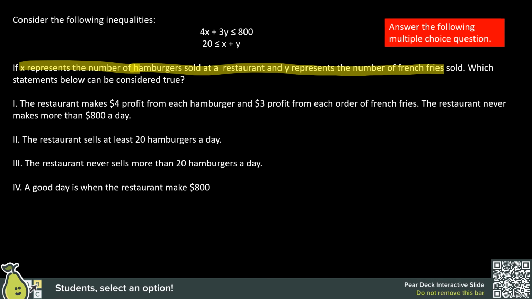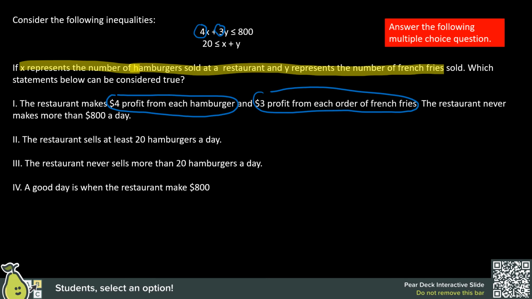Okay, so the restaurant makes $4 profit from each hamburger. Let's go ahead and color code this. $4 profit from each hamburger, so that's that 4 there. And $3 profit from each fry, that's this right here. The restaurant will never make more than $800. So yeah, this seems pretty true, right? It's 4x, which is $4 for every hamburger and $3 for every fry. And no matter how many x's and y's, we never get bigger than 800. So this first statement has to be true.